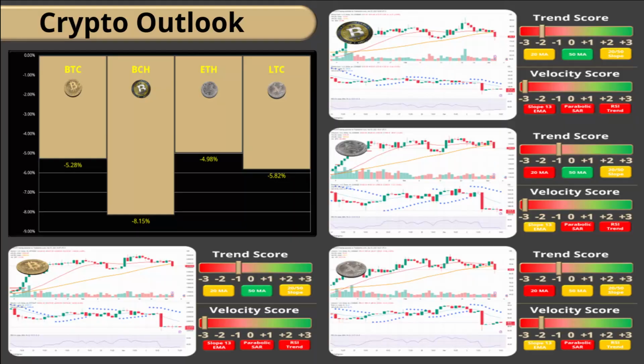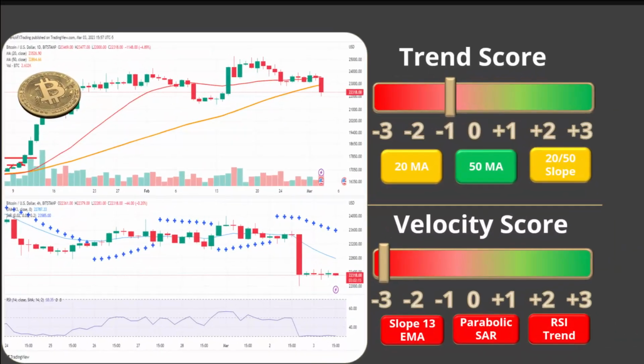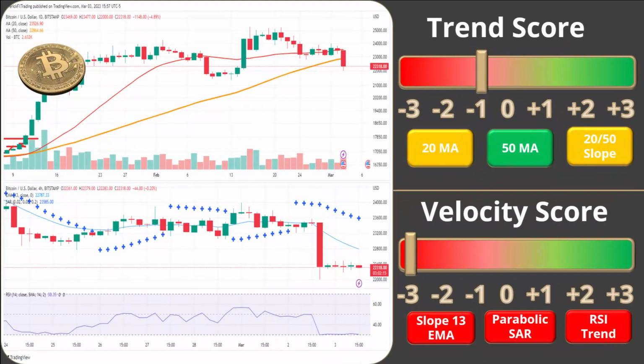All right, let's go into each currency one by one and break them all down. We're going to get our trend scores and our velocity scores. Remember, our trend score is the overall direction it's going, and our velocity score is a shorter term view of the speed it's going.